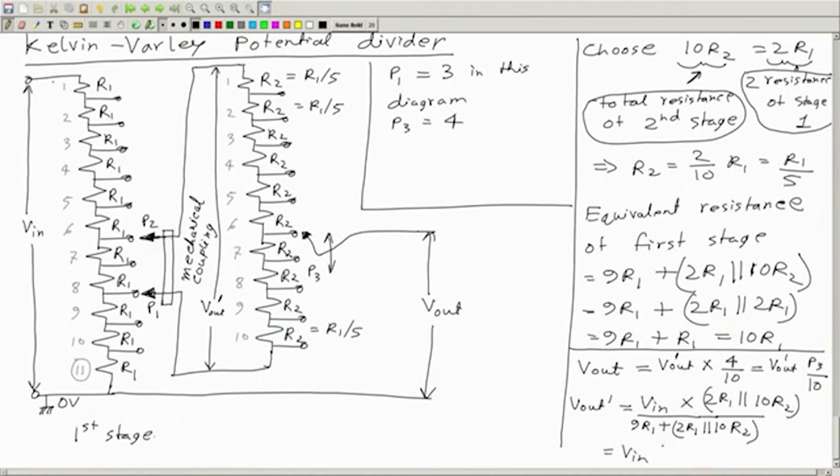and this is now 2 R1, the same as, I can see in this calculation, 10 R2. So this will come out to be R1 only. V in R1 whole divided by, this is again R1 plus 9 R1, 10 R1. So this is 1 over 10, V in by 10. So V out prime is V in by 10.